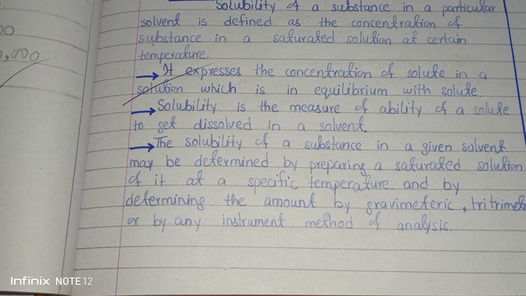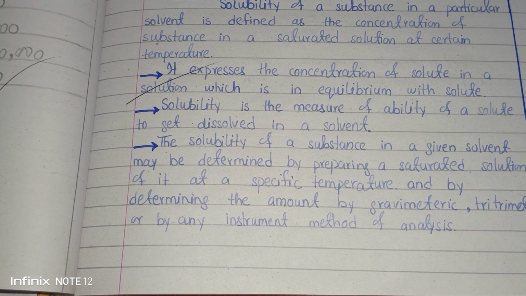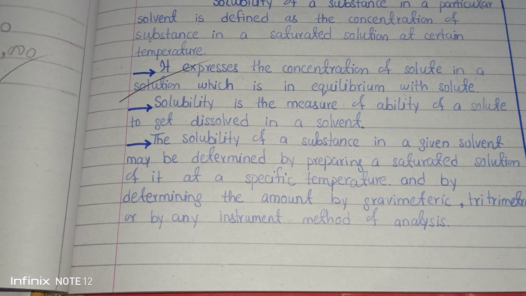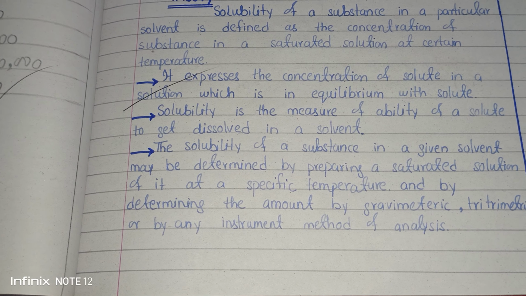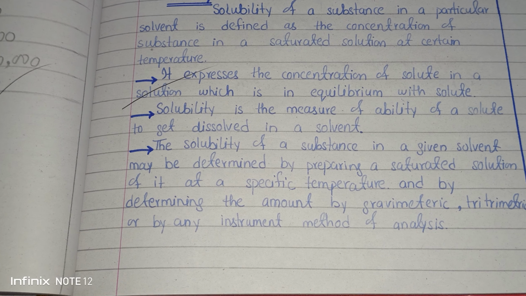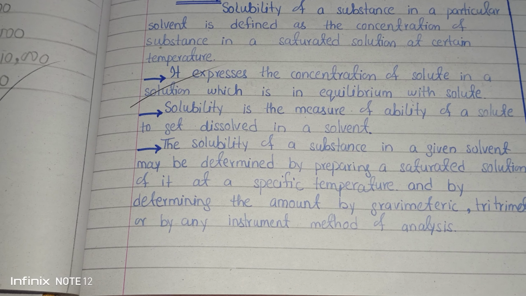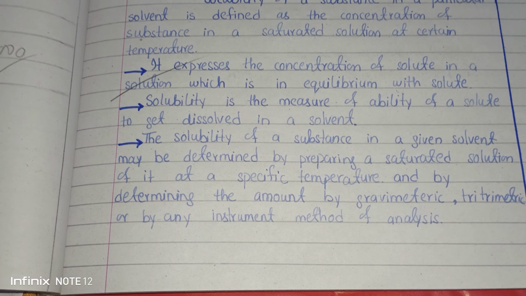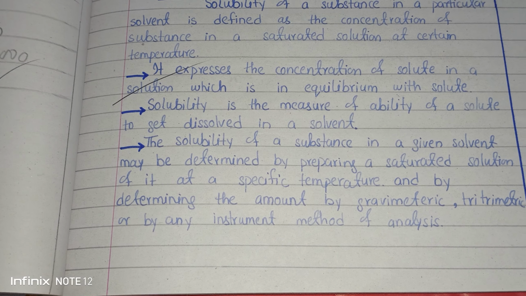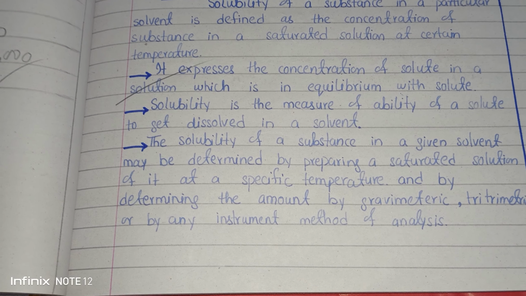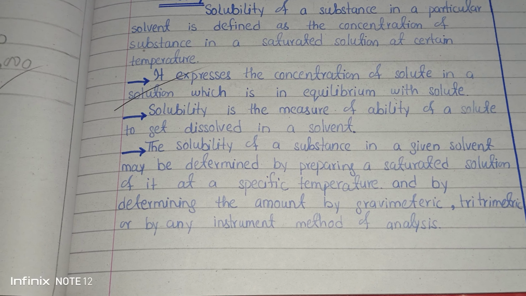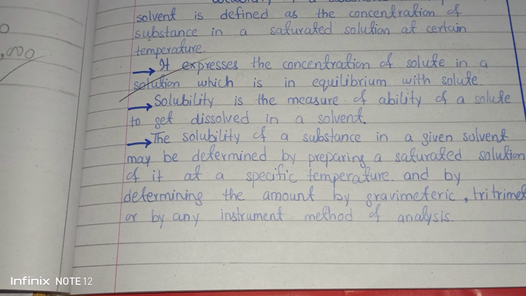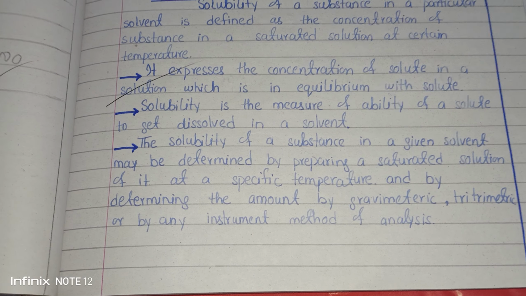First, it expresses the concentration of solute in the solvent, which is in equilibrium with the solute. Solubility is actually the measure of the ability of a solute to get dissolved into your solvent. So the ability of a solute to get dissolved into the solvent, and the concentration of a substance in a saturated solution at a constant temperature. This is the definition of solubility.